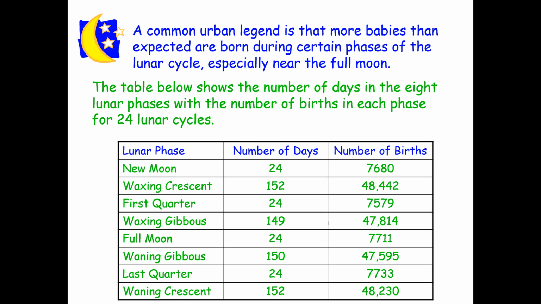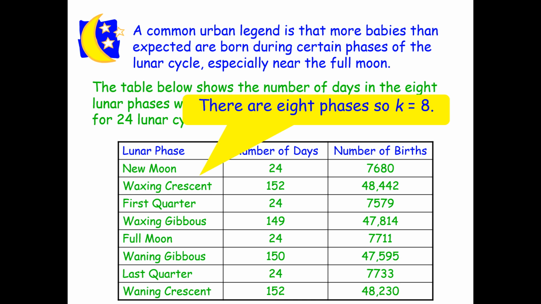So a common urban legend is that more babies than expected are born during certain phases of the lunar cycle, especially near the full moon. So the table below shows the number of days in the 8 lunar phases with the number of births in each phase for 24 lunar cycles. There are 8 phases, so our K is going to equal 8.